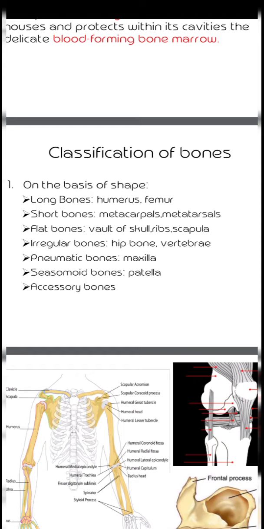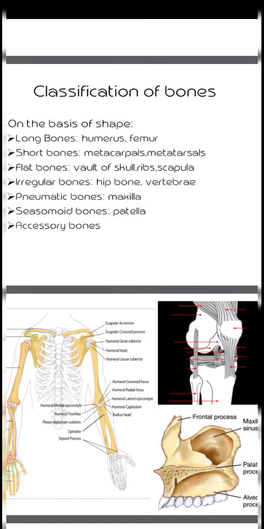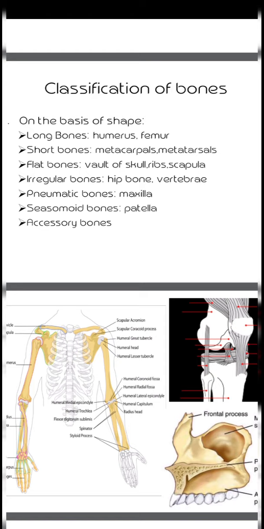Short bones are present in hand and feet: carpals, metacarpals, wrist joint and ankle joint, metatarsals. Then there are flat bones present in the vault of skull, ribs and scapula. Some bones have irregular shape, known as irregular bones, such as hip bone and vertebra. Pneumatic bones are those bones which contain a hollow cavity within them that contains air. So maxilla is a good example. Then there are sesamoid bones such as patella.